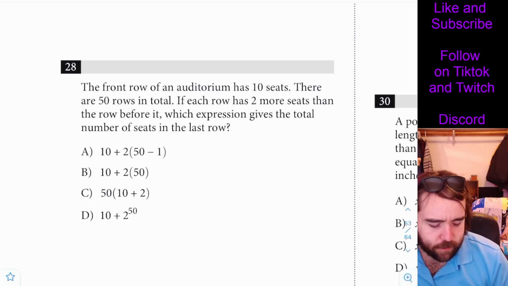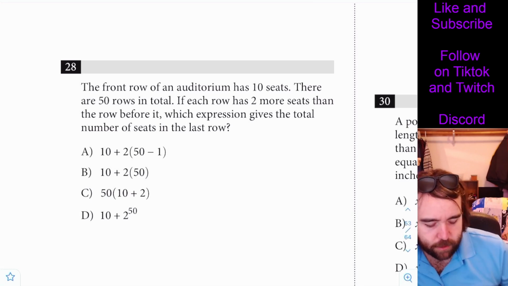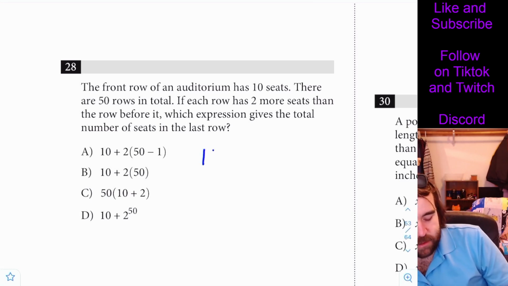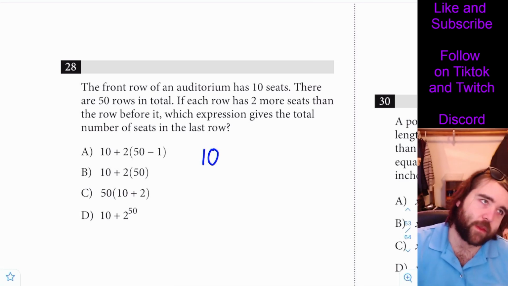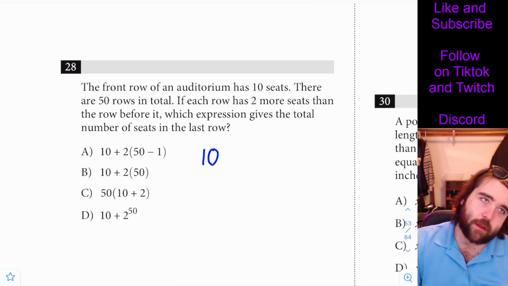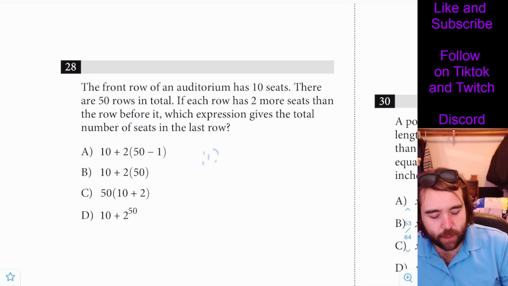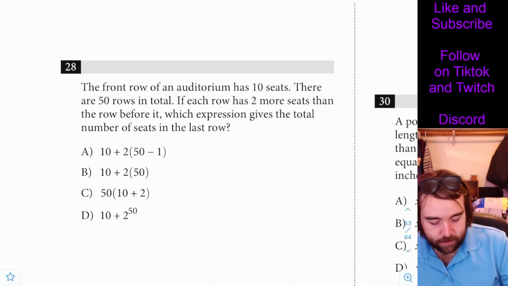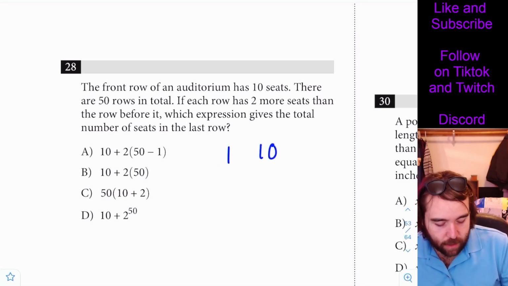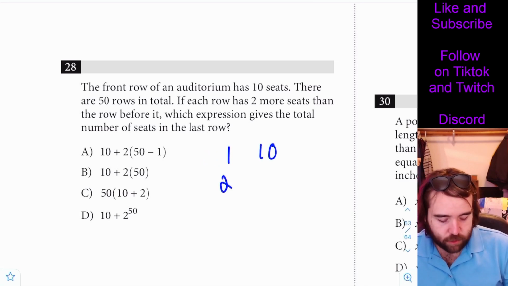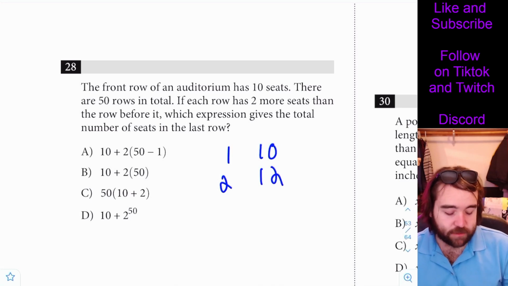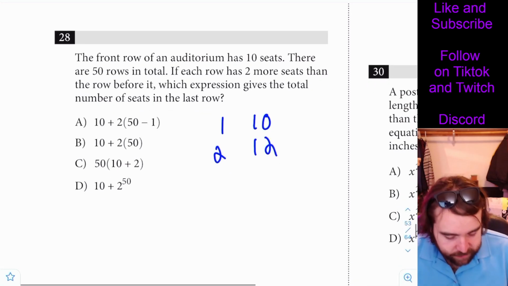So in row number 1, how many seats do we have? We start off with 10. So that's like our starting amount, right? Well, no, actually, I'm going to say our starting amount is 8. Because if in row 1 we have 10 seats, in row 2 we're going to add 2 seats, so we're going to have 12. So yeah, this is exactly it, right?